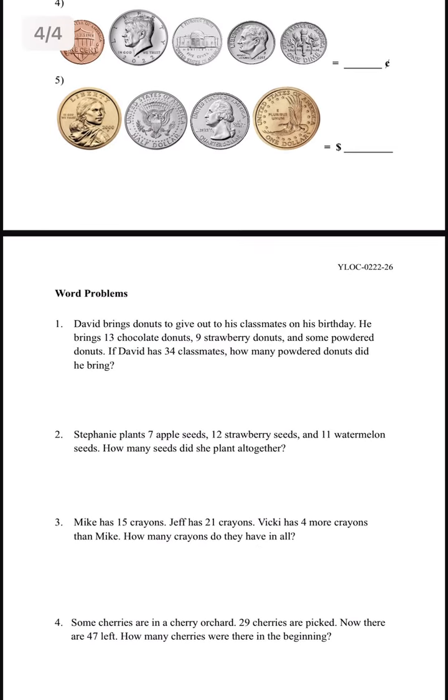For this part, we have word problems. Let's look at number one. David brings donuts to give out to his classmates on his birthday. He brings 13 chocolate donuts, 9 strawberry donuts, and some powdered donuts. If David has 34 classmates, how many powdered donuts did he bring?